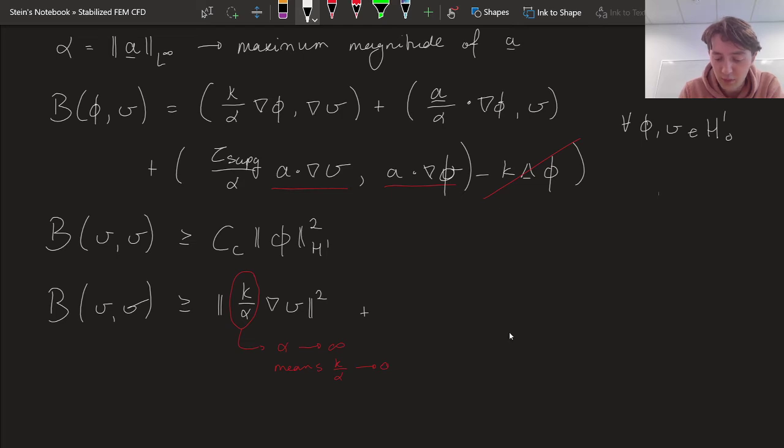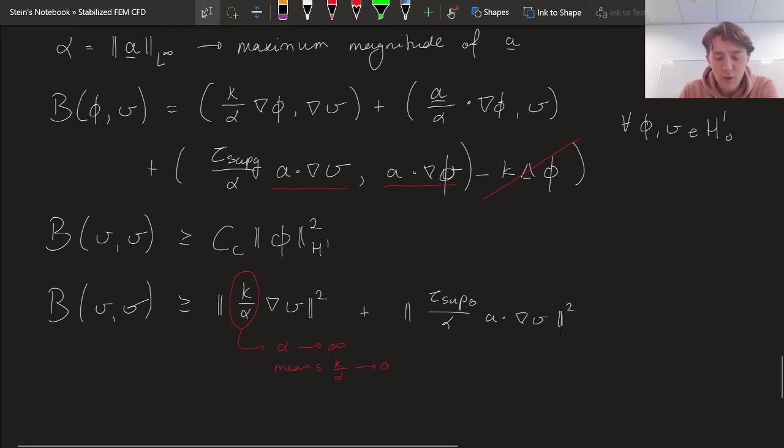Well, this is also sort of a normed quantity. We have tau SUPG divided by alpha times a dot gradient v squared. So from this, we want to motivate our decision on our choice of stability parameter, tau, and our motivation is going to be that the term that we're adding here is going to be a coercive term that's going to add coercivity, or that's going to bound our coercivity constant, also in the case of our advective field getting very large.